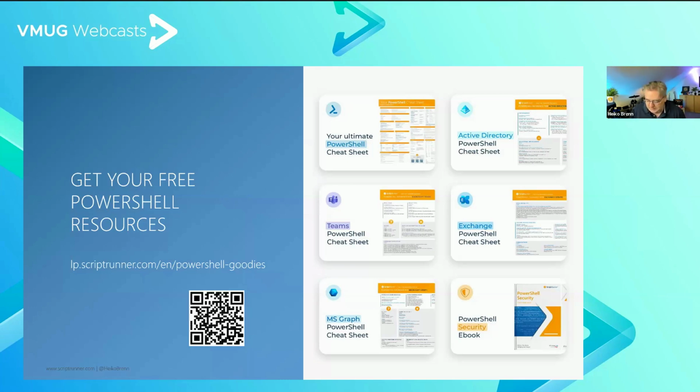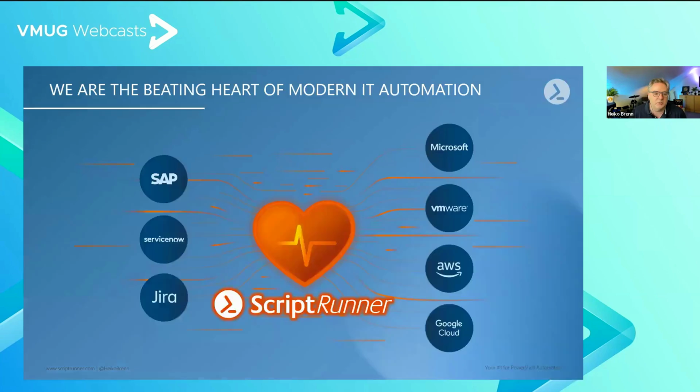So for those of you who maybe do not know what ScriptRunner is all about and what we're doing, a quick introduction before later on we dive deeper into how this actually all works. ScriptRunner is basically the beating heart of modern IT automation. We are providing all kinds of processes and a platform that helps you to automate all kinds of different areas when it comes to infrastructure. That, of course, includes VMware as well.